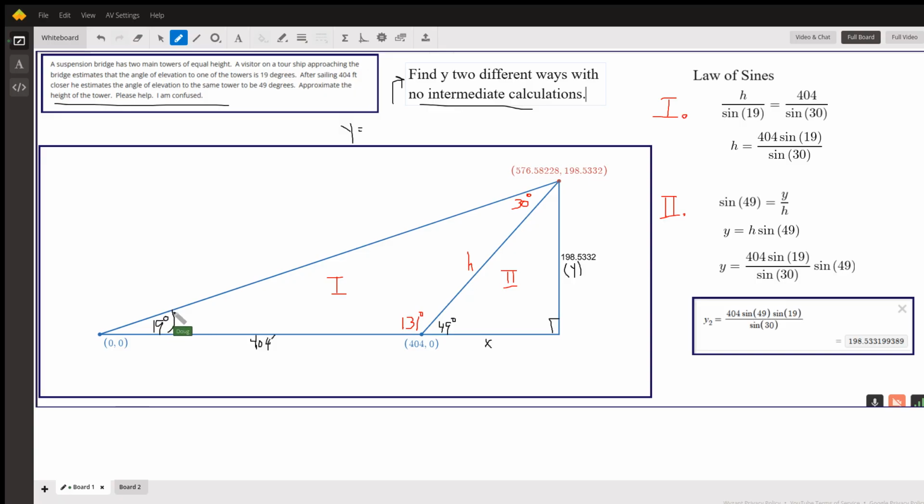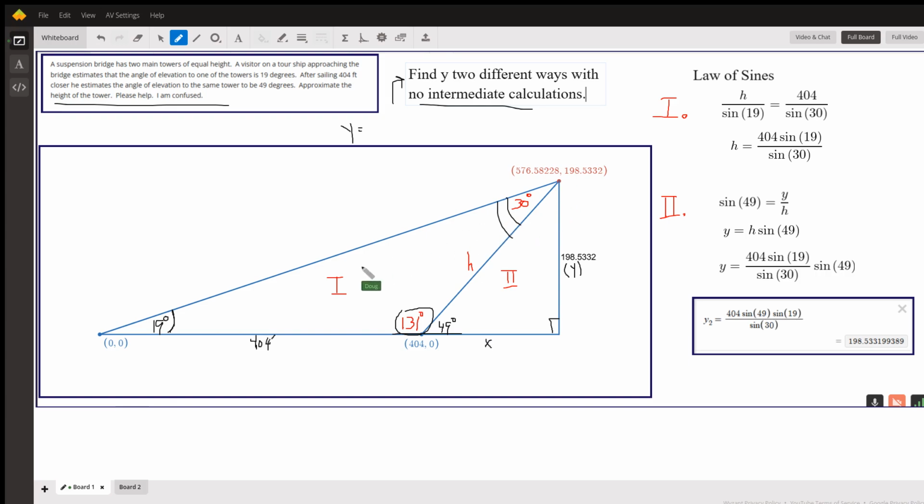So here's the angle of elevation before the tour ship moves 400 feet closer to the suspension bridge. And here's the 49-degree angle of elevation after moving 404 feet closer. So in triangle 1, which is this scalene triangle over here, we can say that this is a 131-degree angle because we got a linear pair here. And that means this angle is 30 because the angles of a triangle add up to 180.